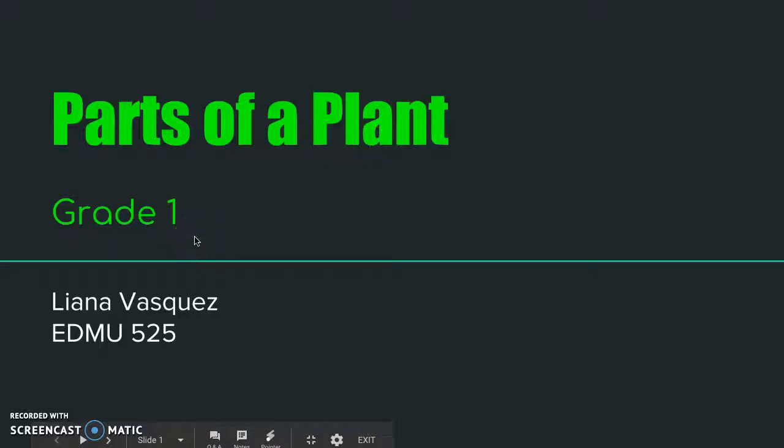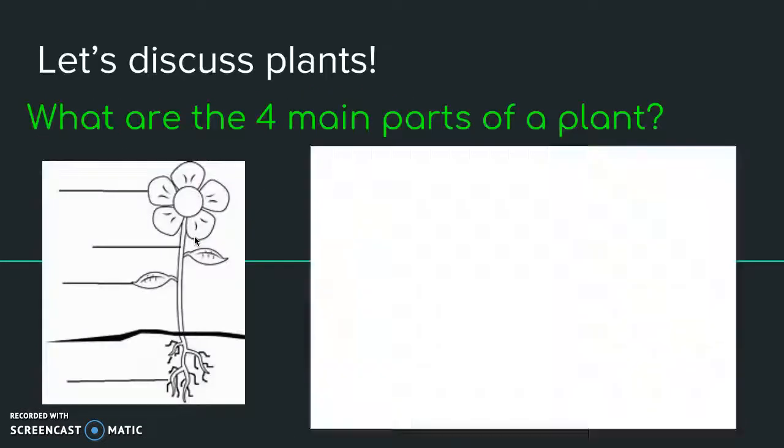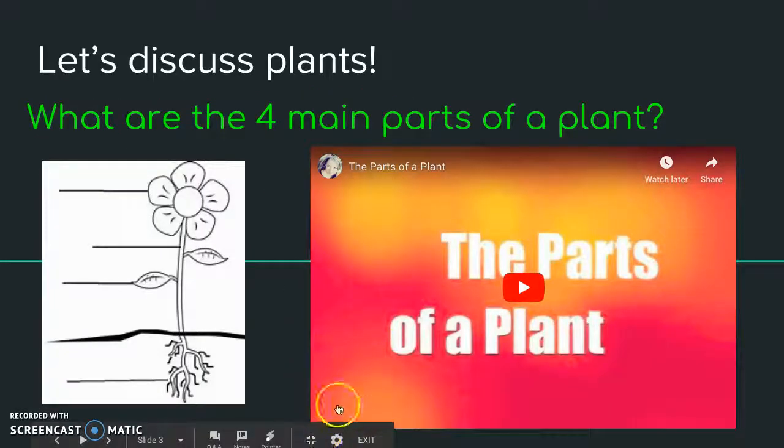Okay, class, today we're going to talk about parts of a plant. By looking at this picture, who can tell me what the parts of a plant are? What are the names? If you look at this part of the plant, who can tell me what that is? Yes, that's the flower. That's the colorful part of a plant on this, for example.